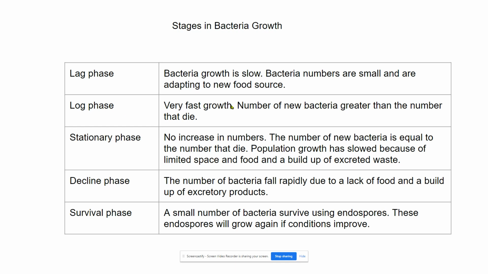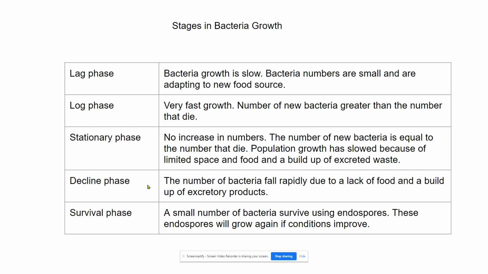So in this stage, the number of bacteria that are being formed is far greater than the number of bacteria that die. So we have a very, very rapid increase in population. The next stage is the stationary phase, which is the numbers of bacteria is stationary. The number of new bacteria equals the number that die. So something is limiting the population growth. It's being limited by space and food. Excretory wastes such as urea are building up, and that's reducing the number of new bacteria that are formed.